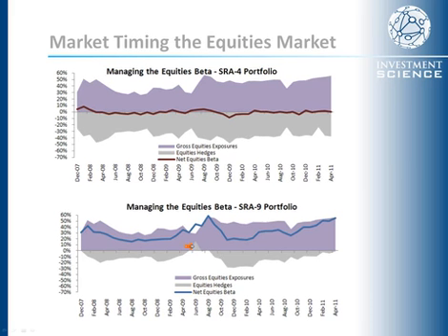So we're managing the equities beta, and we can manage that very quickly. We can change our positions literally within half an hour of the discretionary strategies team changing their calls, and we can do that very quickly and very cheaply as well.